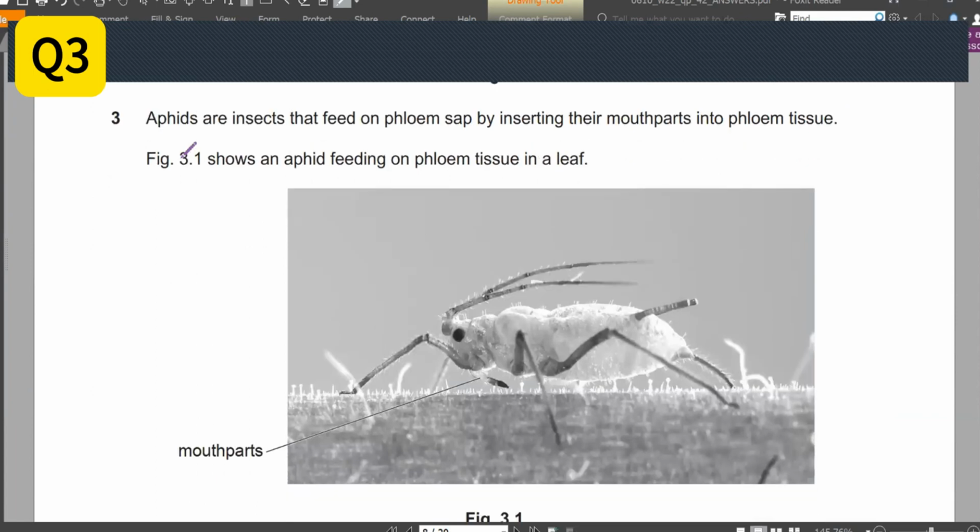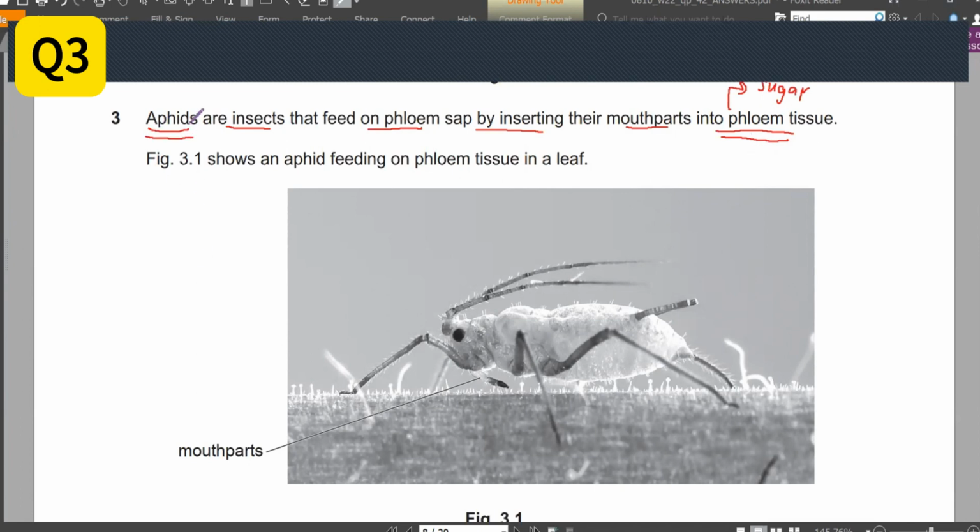Next question here. So in the picture, we can see aphids. They are insects that feed on phloem sap by inserting their mouthparts into phloem tissue. We know that the function of the phloem tissue is for sugar transport. So the sugar is produced by photosynthesis, and then the sugar is transported through the phloem to different parts of the plants. So it makes sense.